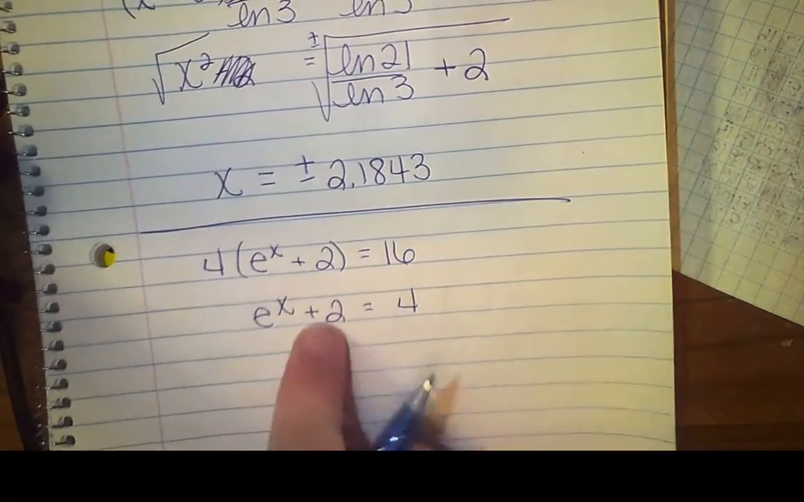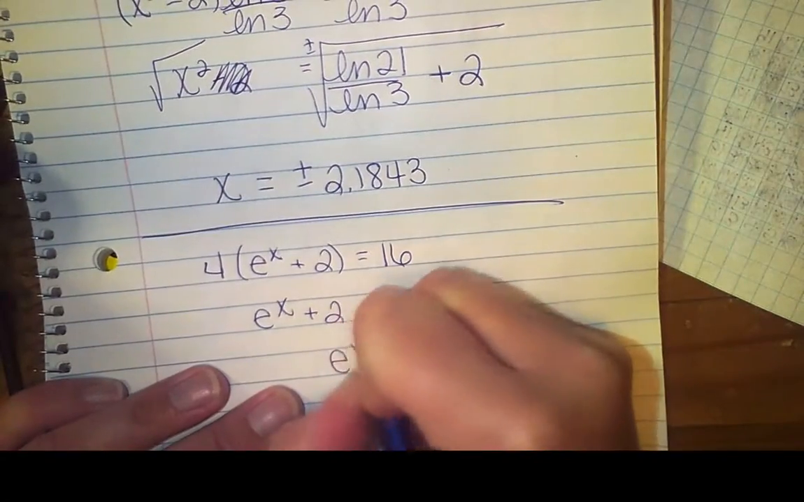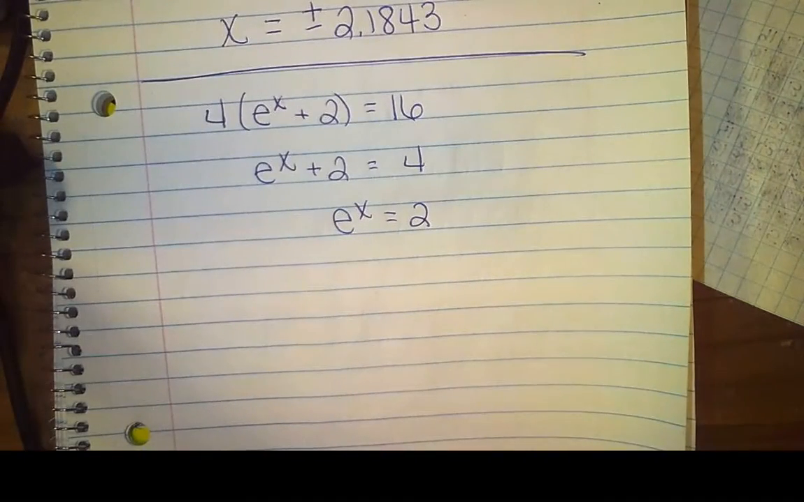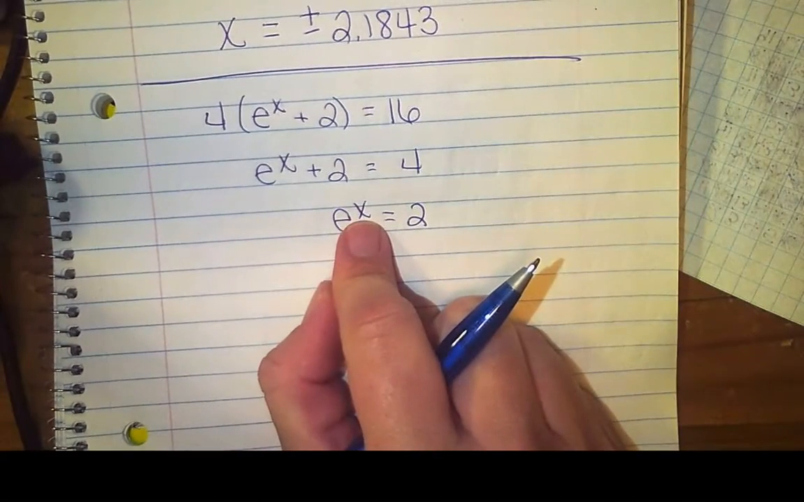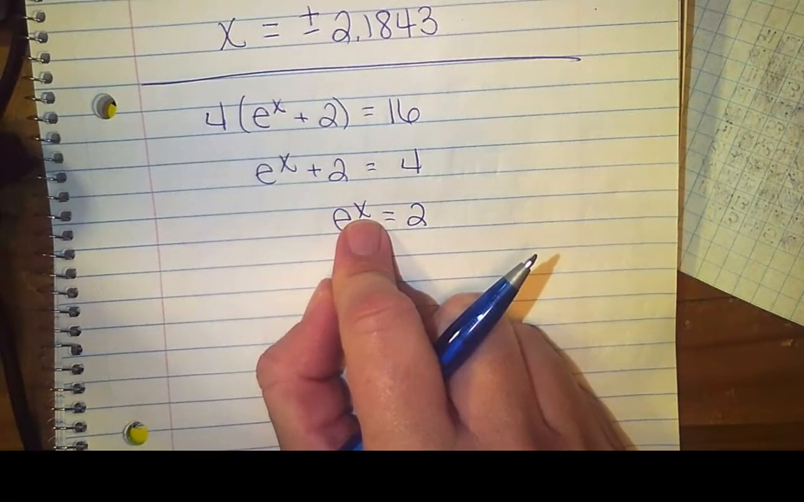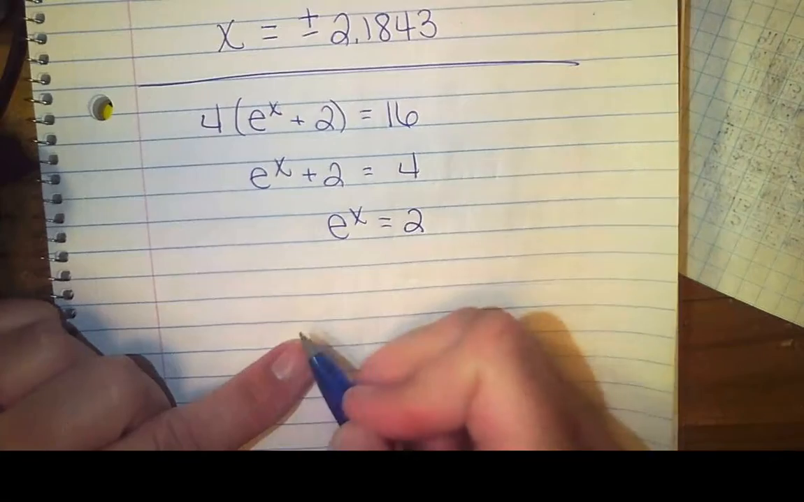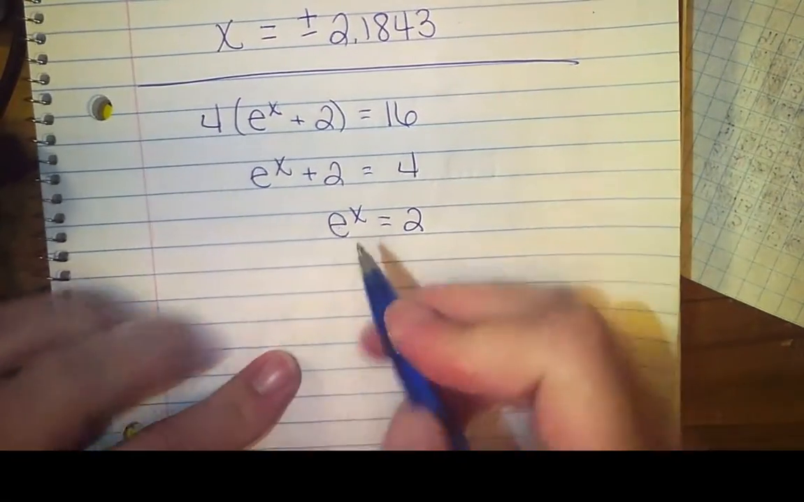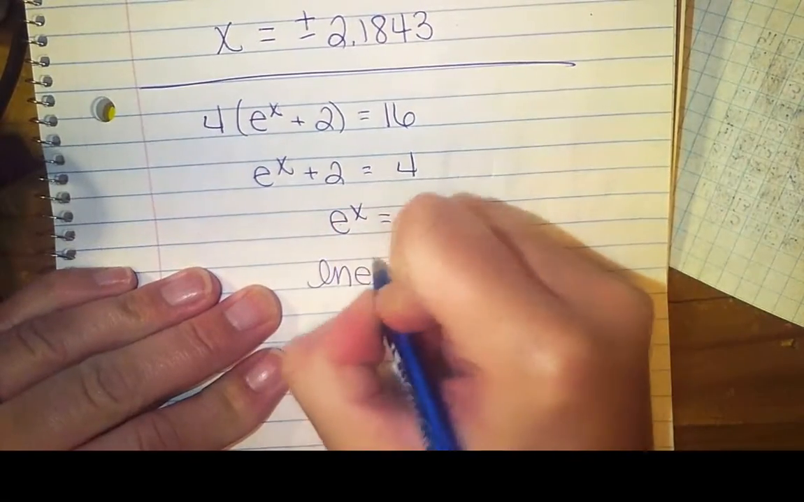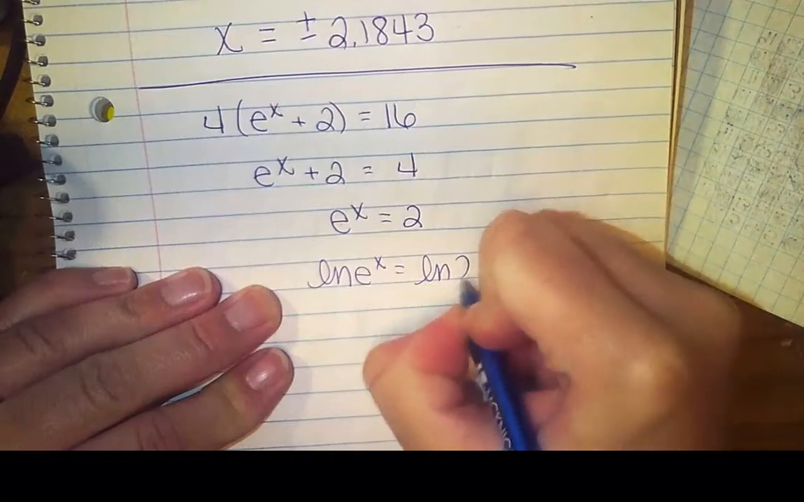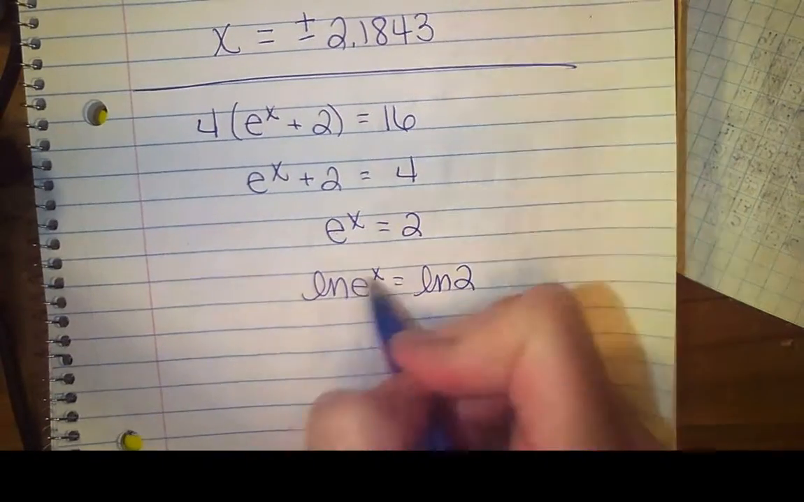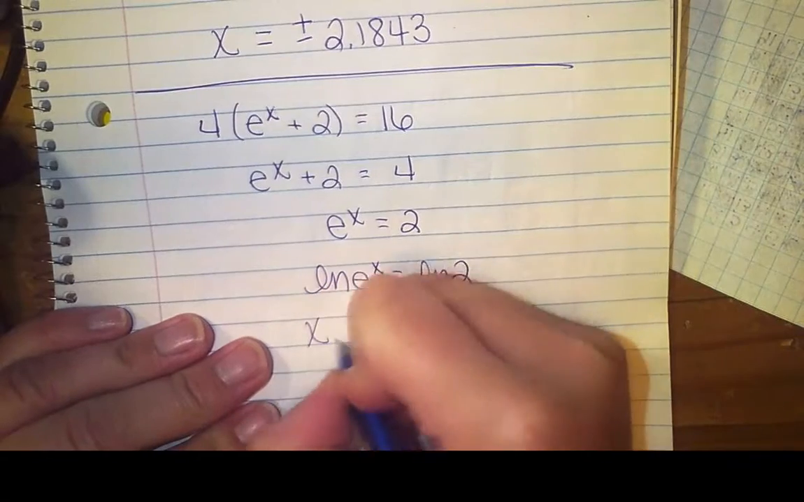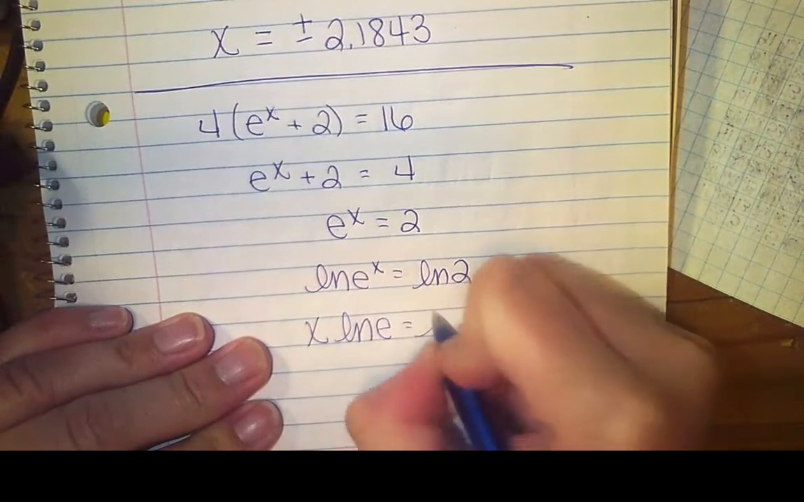So now go one more step. I need to subtract 2. So e to the x needs to equal 2. And now you're in familiar territory. So I have an exponential. I need to get x down out front. So how do I do that? I'm going to take the natural log of both sides because I'm working with e's. So I've got the natural log of e to the x equals the natural log of 2. Why did I do that? Because I'm in log world and I can drop my x out front as a coefficient.